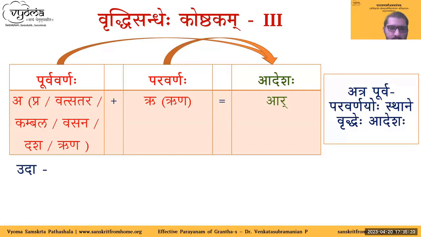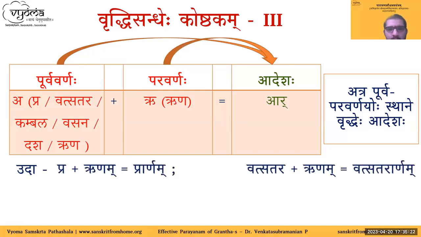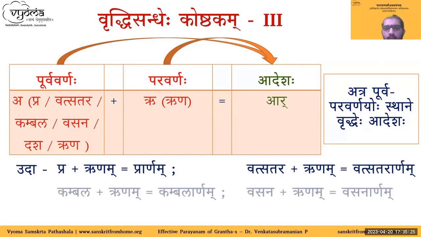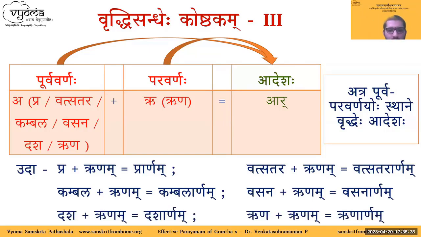Let us see some examples for this. Pra rinam, prarnam. Vatsatara rinam, vatsatararnam. Kambala rinam, kambalarnam. Vasana rinam, vasanarnam. Similarly, dasha rinam, dasharnam. Rina rinam, rinarnam. Everywhere you can see R is coming. That is the Adesha. Vatsatararnam, Kambalarnam, etc. So this is the third rule.